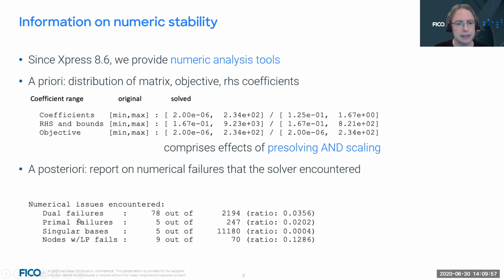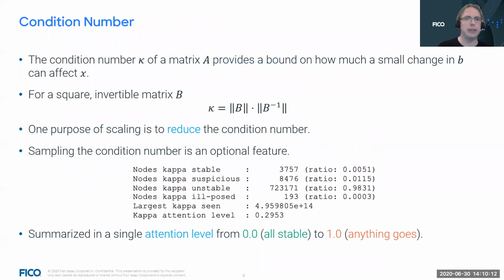Dual failures is typically something that you can accept if there's a small rate like this one, like 1–2% dual failures is not too bad. But if you see the other kind of failures, then start doing something about this.